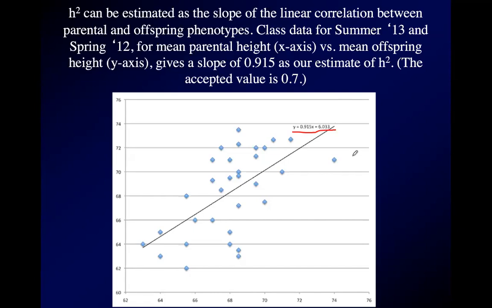The accepted value is 0.7, and I think we're closer to 0.7 because I've added more data from every evolution class I've taught since the summer of 2013. And with any luck, you can be next. But yeah, the accepted value of narrow sense heritability of human height is 0.7. This estimate came in a little bit high, but with adding more data, I think we've gotten quite a bit closer. So this is how you can estimate narrow sense heritability and then plug that into the breeder's equation, which is very useful if you're doing artificial selection.